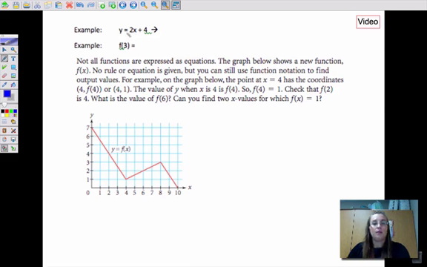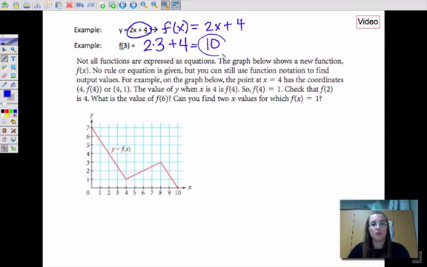So for example, y equals 2x plus 4, if I was going to write that in function notation, it would look like this: f of x equals 2x plus 4. And then if it says f of 3 equals what, that just means simply I'm going to take the function, 2x plus 4, and evaluate it with an input of 3. And all that means is 2 times 3, 6, plus 4 equals 10. f of 3 equals 10. Okay?